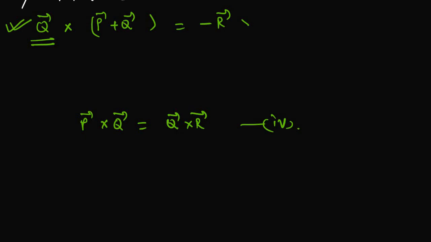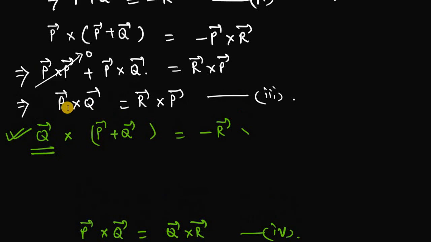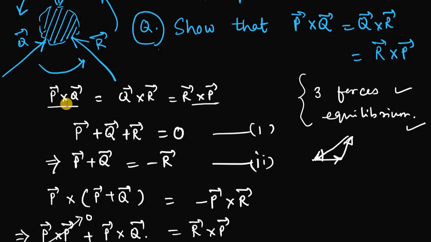So combining equation 3 and 4, you can see equation 3 here. From these two equations you can see that of course the question is correct, that is P cross Q equals Q cross R equals R cross P. Now this was the object which is in equilibrium. Here the application of Lami's theorem comes in.